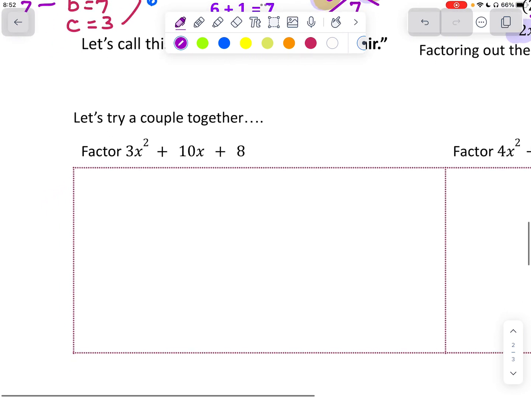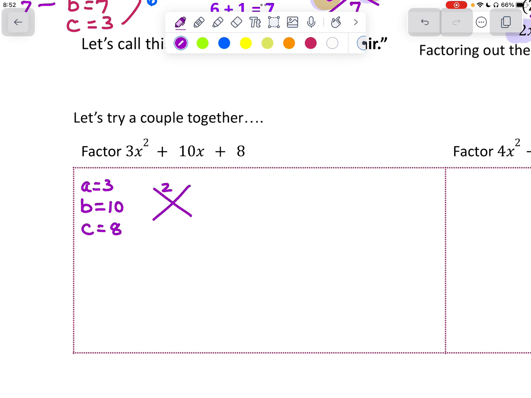So let's try another one together. A is 3, B is 10, C is 8. We're looking for two numbers that multiply to give us 24 and add to give us 10. 3 times 8 is 24, and B is 10. So those two numbers would be 6 and 4. 6 times 4 is 24, 6 plus 4 is 10.